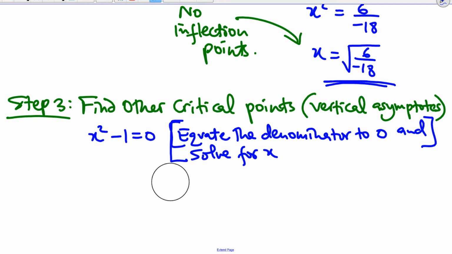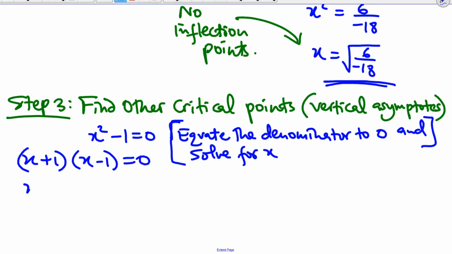which means that is just a bracket. It's nothing fancy here. So what you're going to do is solve for this. So difference of two squares. So x plus 1, x minus 1 equals 0, which means x equals negative 1 or x equals 1. So we have two critical points, and we can draw a sign diagram and investigate whether the graph is concave up or concave down on either side of these asymptotes.